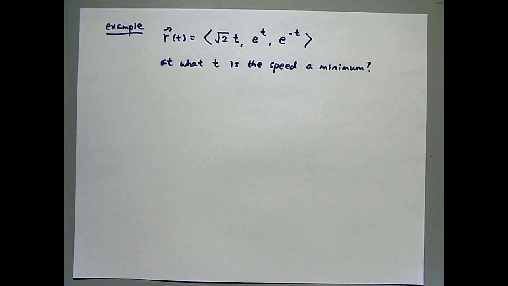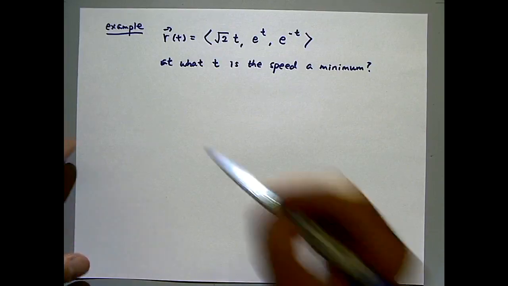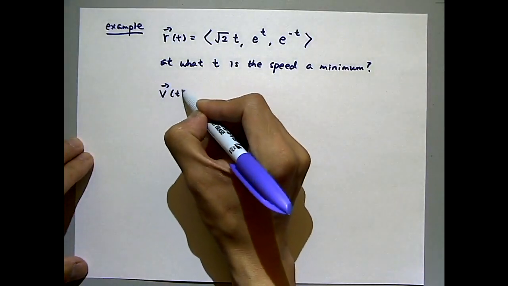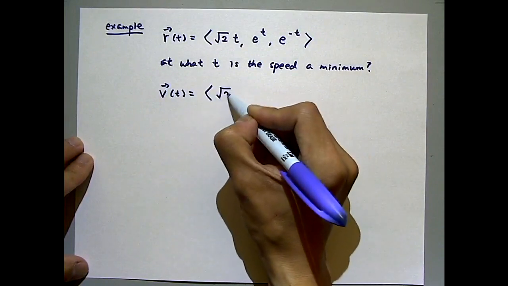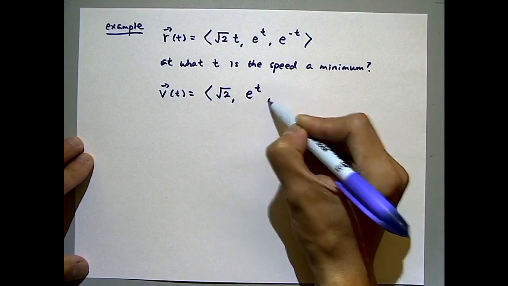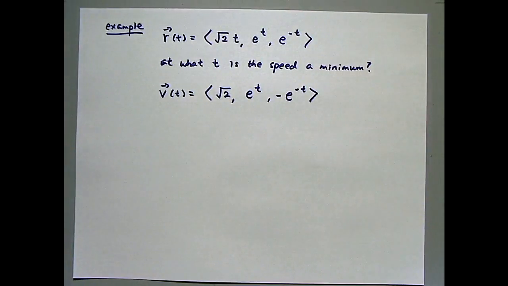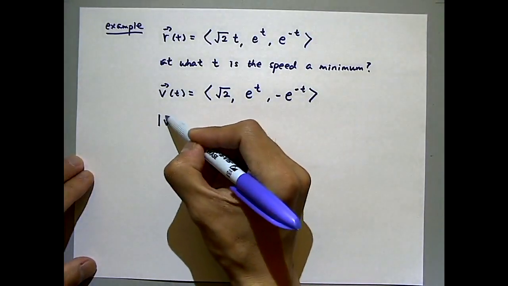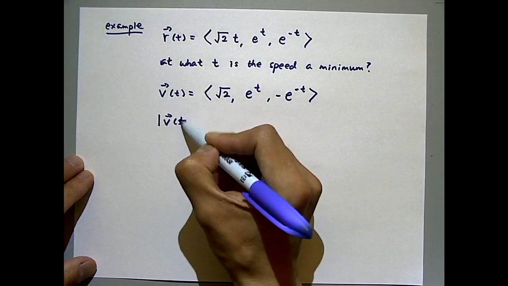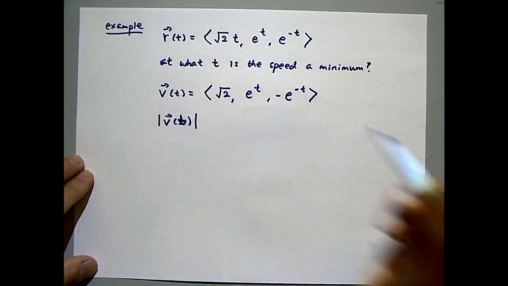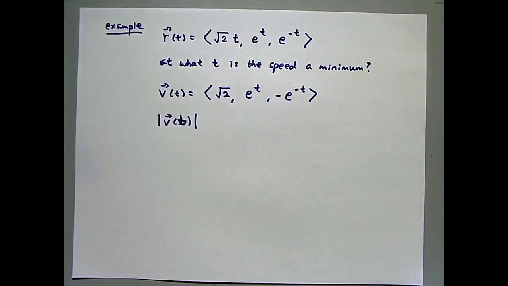Okay, so we need to find when the speed is a minimum. So we got to get to the speed, right? To get to the speed, we need a velocity. And that's very easy to find. Now let's find the speed. Speed is the magnitude of the velocity. This is a t, sorry. So velocity, remember, has a direction. A speed doesn't. Speed just tells you a magnitude, the length of that vector. It doesn't tell you which way it's pointing.